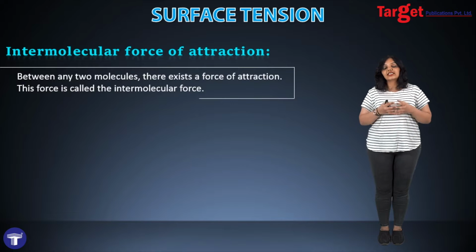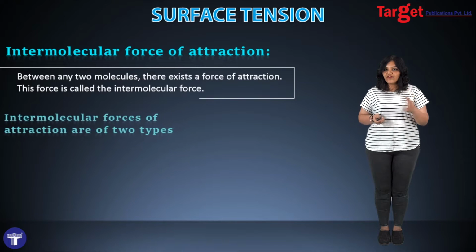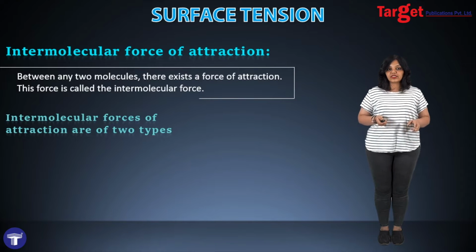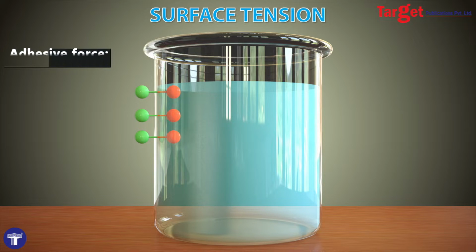So these forces that exist between two molecules of a substance are known as intermolecular forces. Now, intermolecular forces of attraction are of two types. The first one is the adhesive force and the second one is the cohesive force. The adhesive force comes into play when I am talking about molecules of different substances. For example, if I have water inside a beaker, then the molecules of the water are attracting the molecules of the glass beaker at the sides.